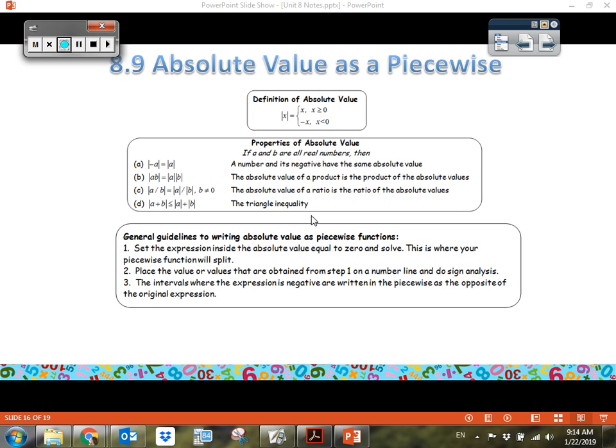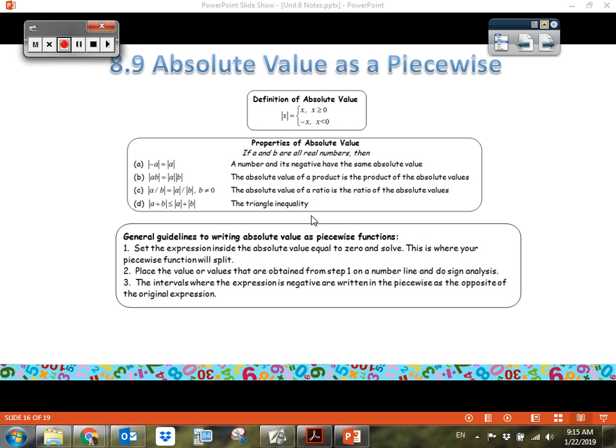Okay guys, let's take a look at today's lesson. Today we're going to be looking at absolute value. We're going to spend some time on this topic. It's pretty important that we understand how to translate things out of absolute value for a number of different reasons.